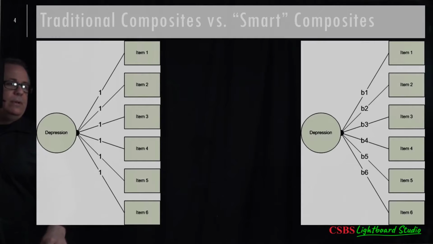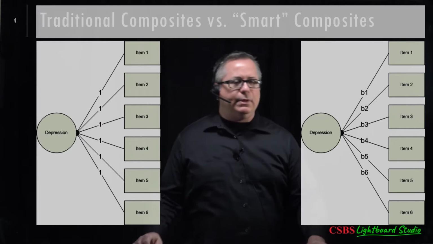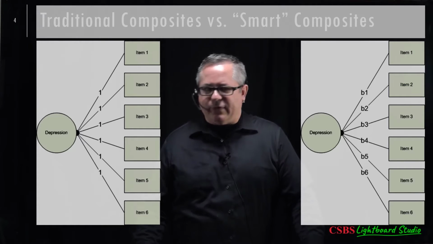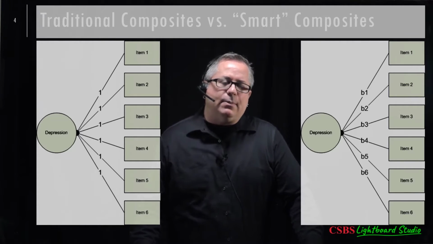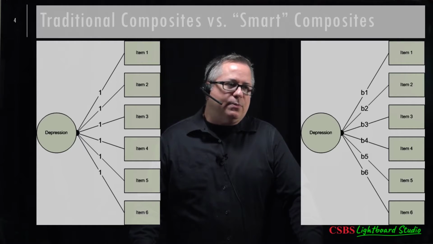So the reason why I say it's this idea of creating smart composites is because of what we typically do when we have a scale. So let's say I had a 6-item depression inventory. It's called like the Ainsworth depression scale or something, right?